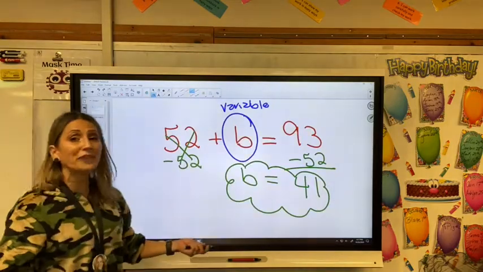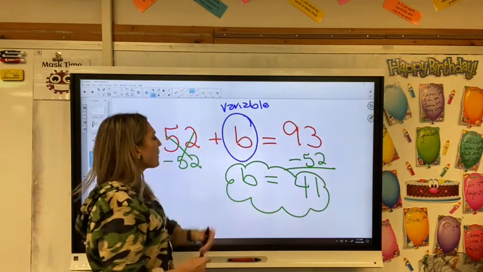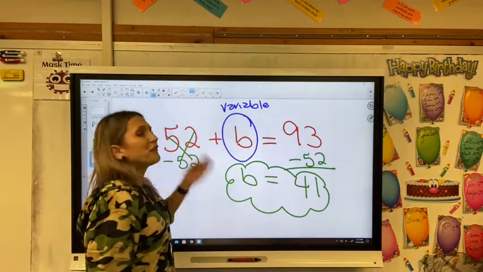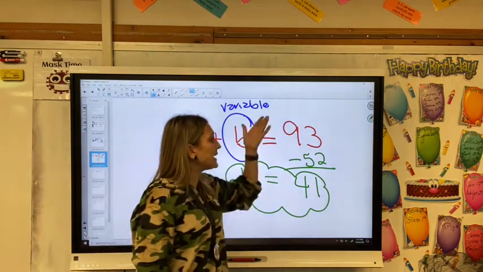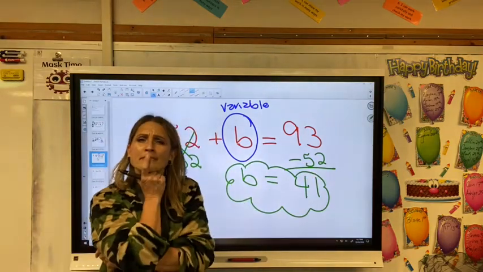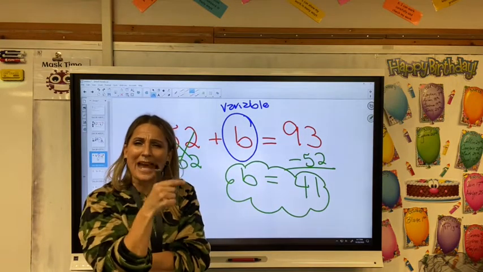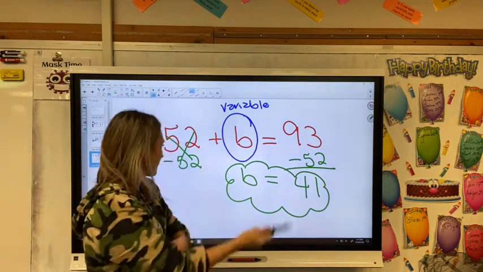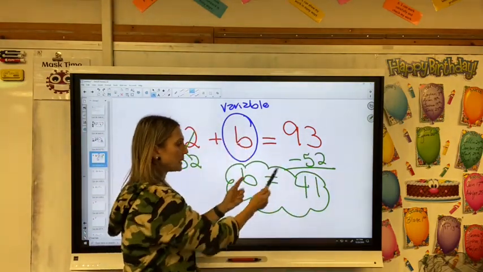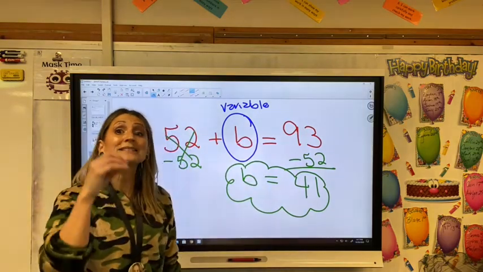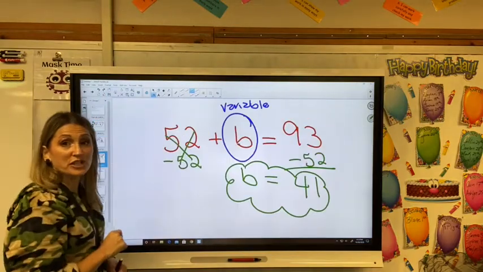Well, now here you are with algebra. It's the same thing. You have to go, how am I going to figure out what B is? If I've got 52 on this side, and 52 is going to be added to something, and in the end, I'm going to have 93, what did I do to get B so that 52 plus that equaled 93? Well, take away the 52, take away the 52, and now it tells you B is equal to 41. That's algebra. So you went from numerical expressions to algebraic expressions.